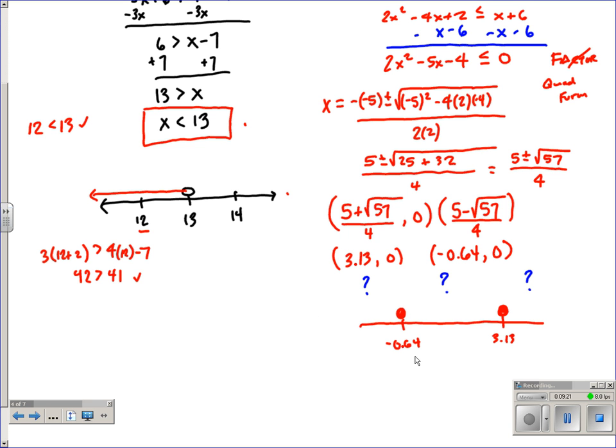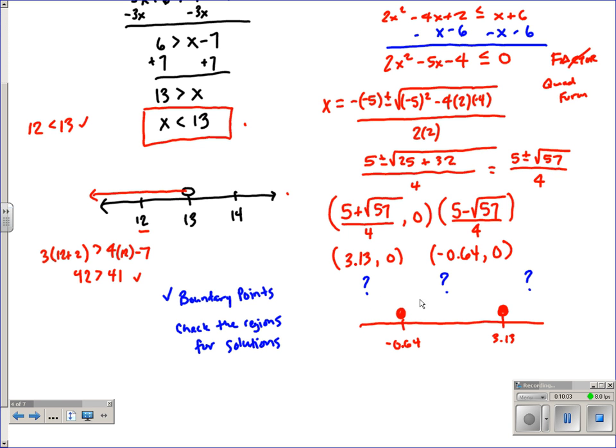So we've got our two boundary points. Now what we need to do is take values and test. So let's check this off. We found our boundary points. Now we need to check the regions for solutions. And what does that mean? Well, I'm going to check this region here, this region here, and this region here to see which of them gives me a true statement.